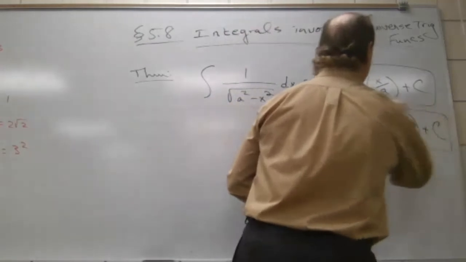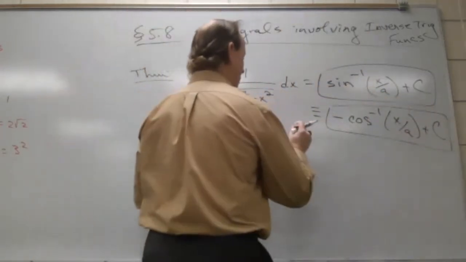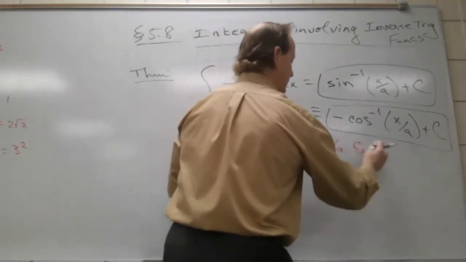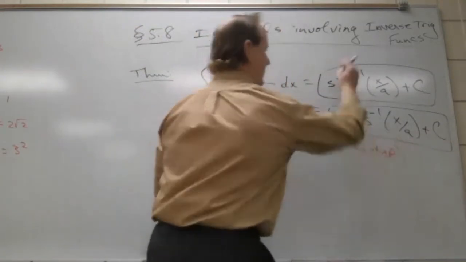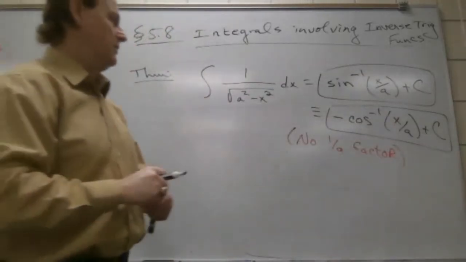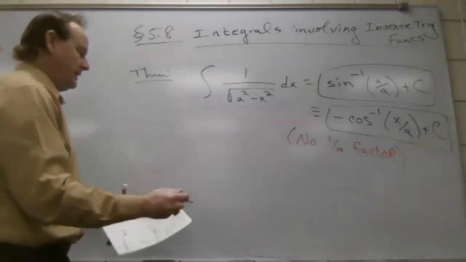Now I'm going to let you take the derivative of the right side, but I do want you to note there is no 1 over a factor in front for the antiderivative on this, like there was on the arctangent. Okay, and you'll verify that if you take the derivative of the right side.